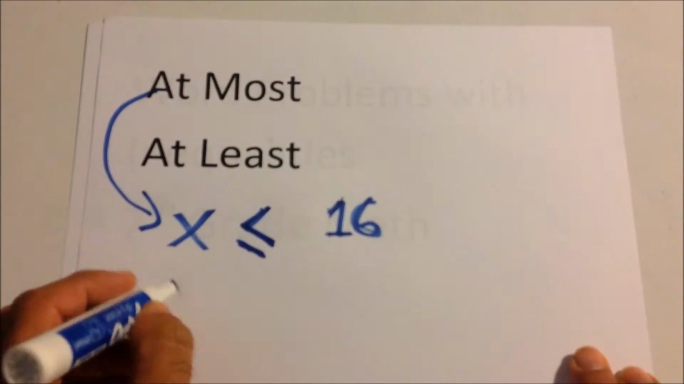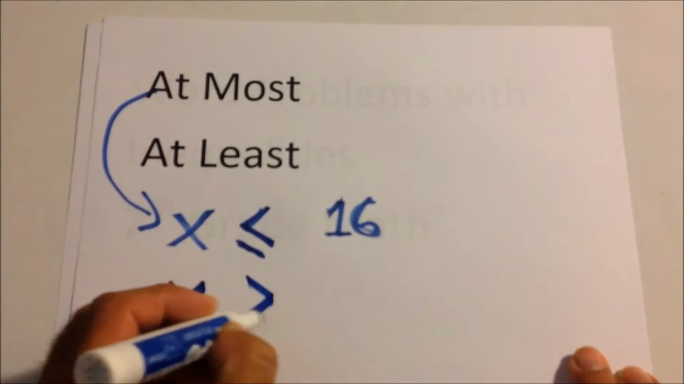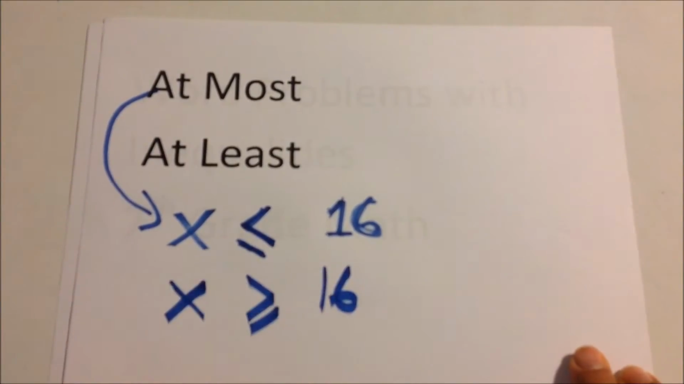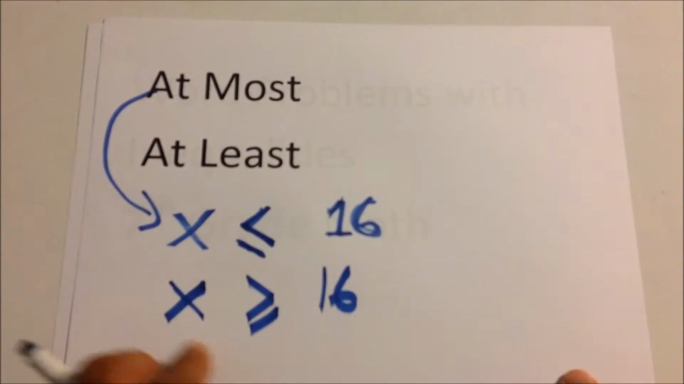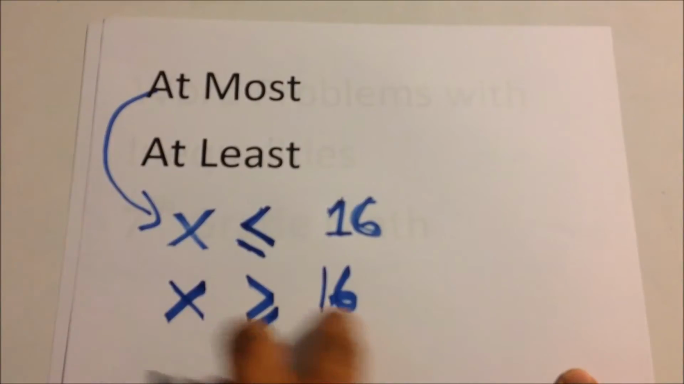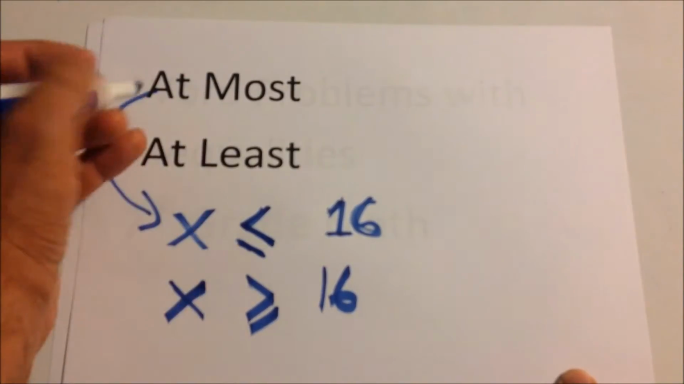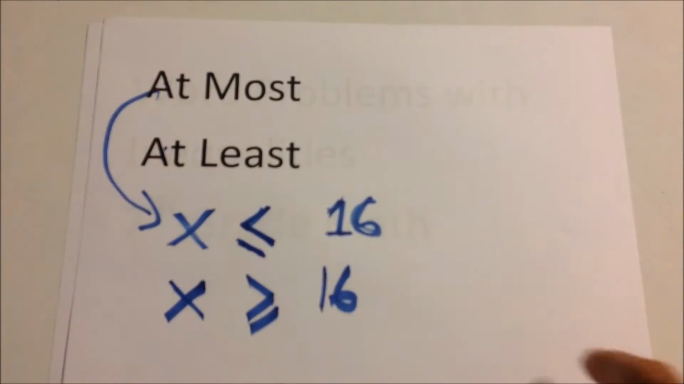At least, that means it could be more. Right? It says it's at least 16. So that means it could be more. It could be 16 or more. So keep in mind these two when we do word problems. So let's look at a word problem.